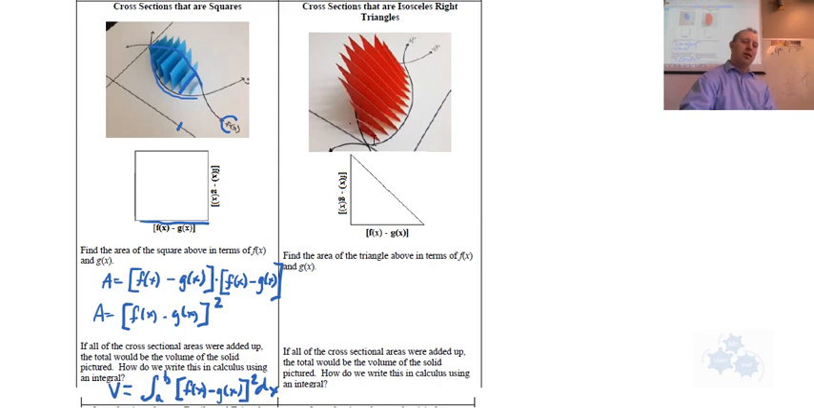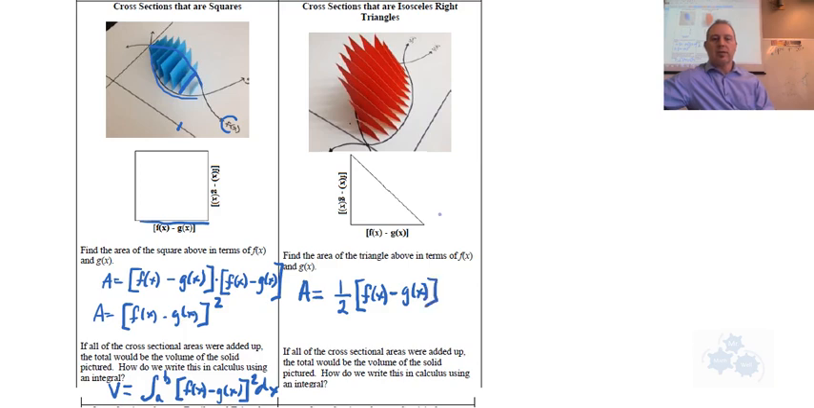All you have to do is find out what the area of one little slice would be in between those two functions. So the area of this triangle above, if it's a right triangle like this, you'd have the difference between f of x minus g of x as the height and as the base. So the area is going to be 1/2 times the base, which is f of x minus g of x. 1/2 the base times the height. And the height is going to be the exact same thing.